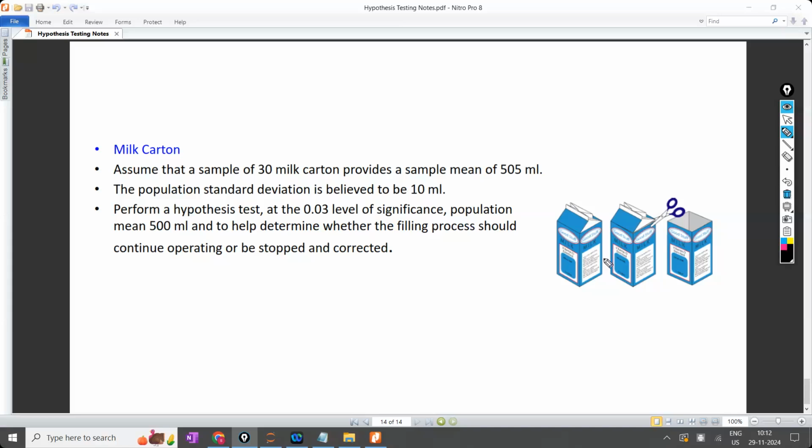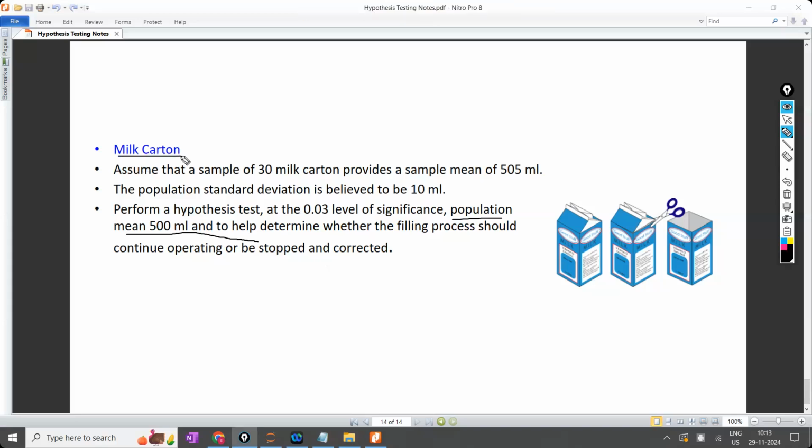So here the question is: population mean of 500, and determine whether the filling process should be continued operating or stopped and corrected. Now the question is, continued operating or stopped will be decided by the inspector. Okay. Now, correction will be done by whom? Will the inspector do the correction? No, the company people only will do that. That is clear now.